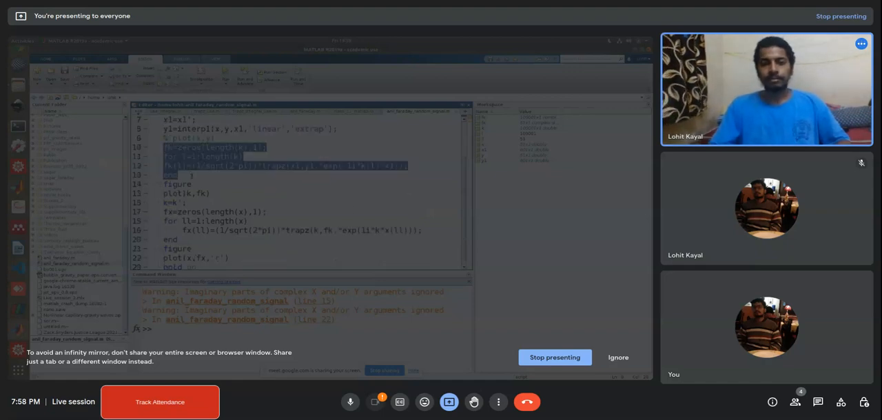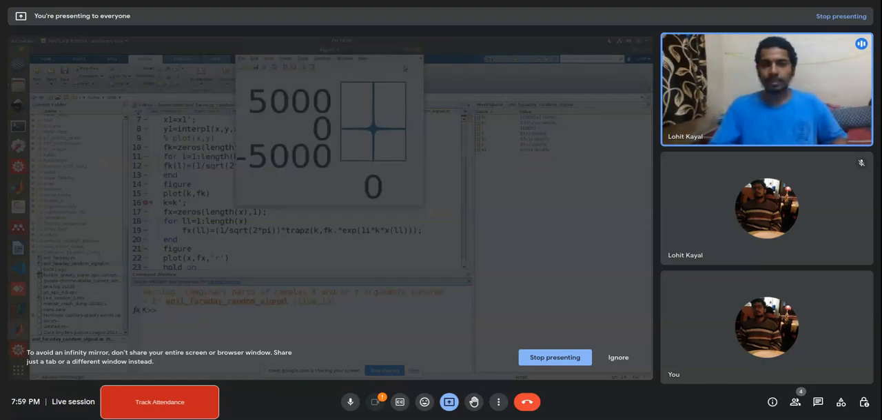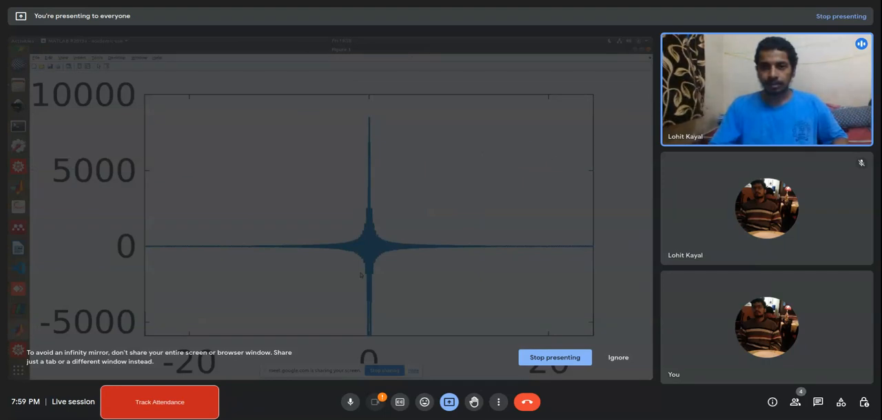So here I am using trapz and integrating with respect to x1. This is the forward Fourier transform, and this will give me the signal that is present. Okay, so let's just check the signal. Yeah, so it is the signal.